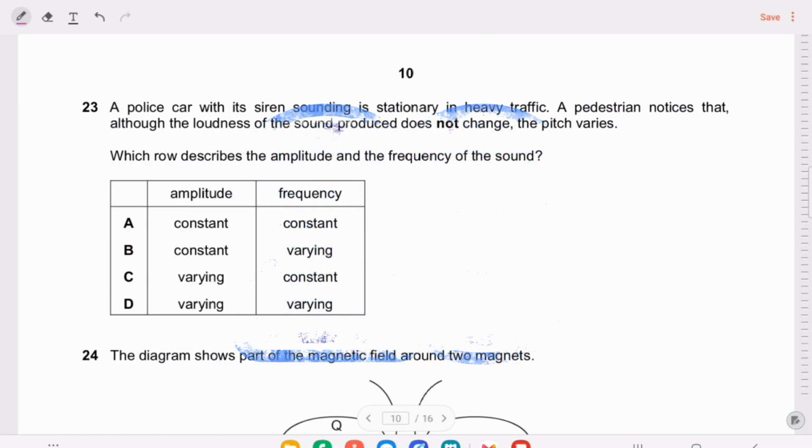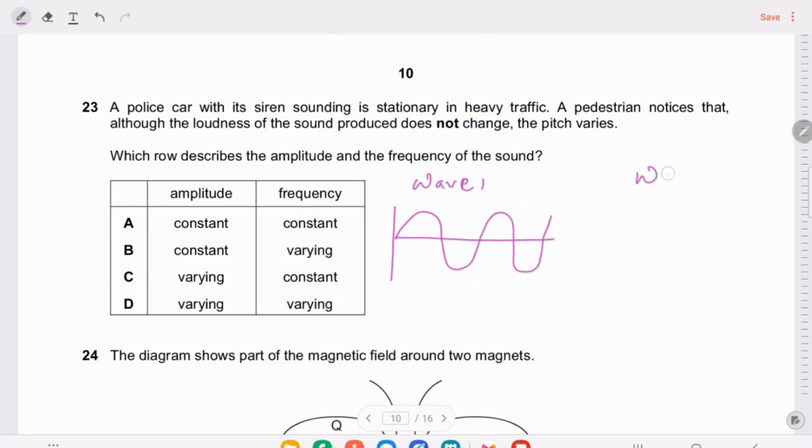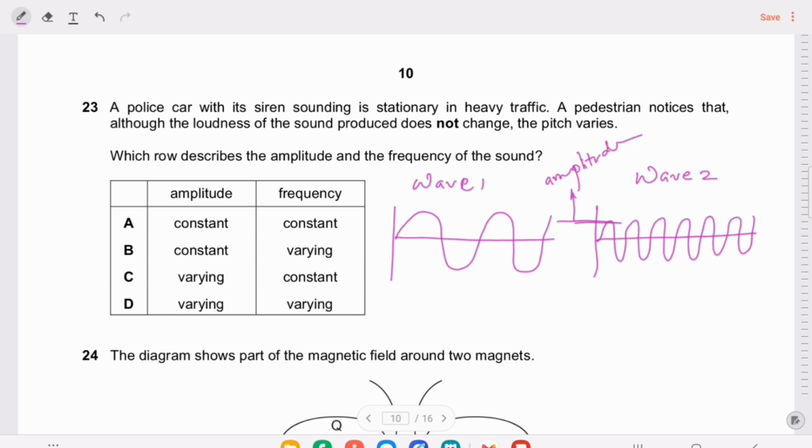Here I am going to draw two waves. Look at these two waves. The height of the waves is the same. The height represents the amplitude. Since the height hasn't changed, the loudness stays the same. Now look at the spacing. The second wave has peaks closer together. Closer peaks means higher frequency. Since the frequency changes, the pitch also changes. That's why the amplitude is constant, whereas frequency is varying. So based on our analogy, the answer is B.